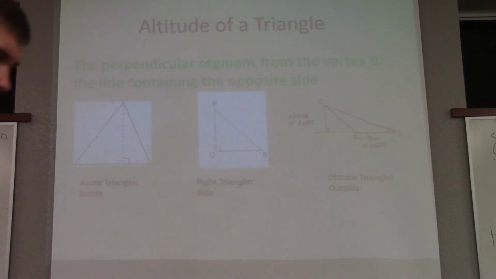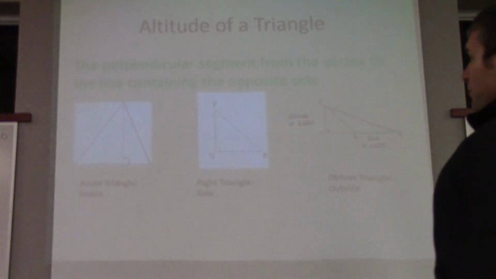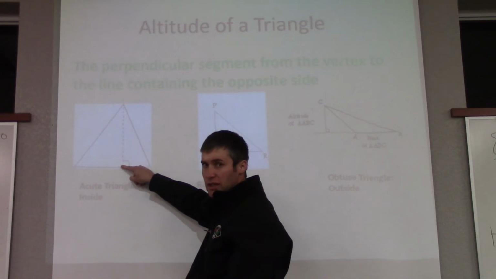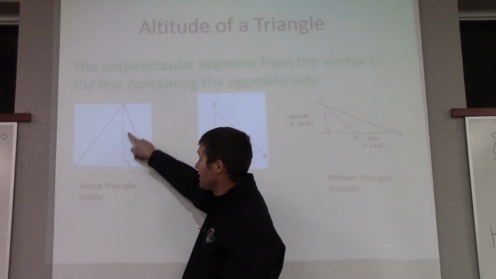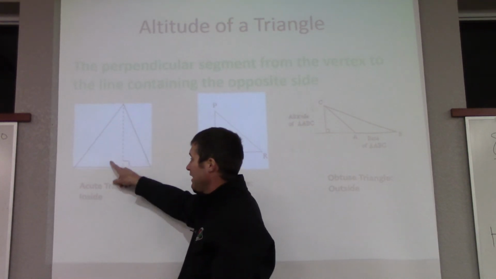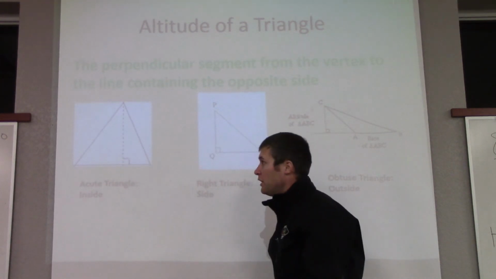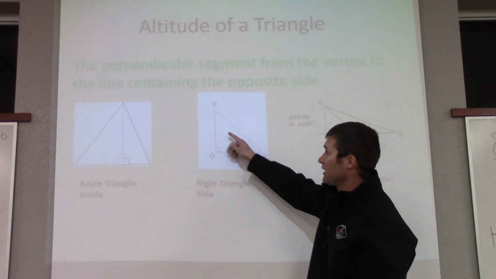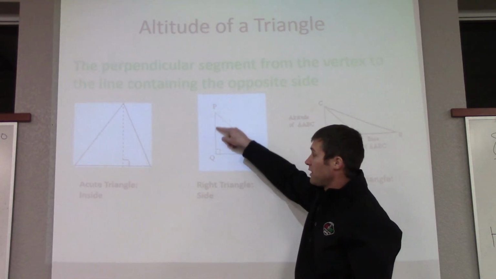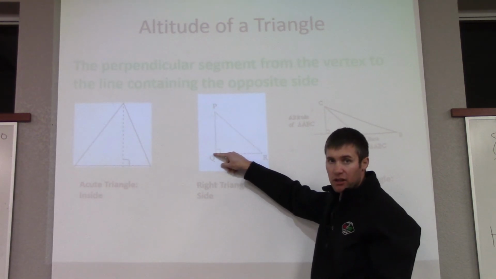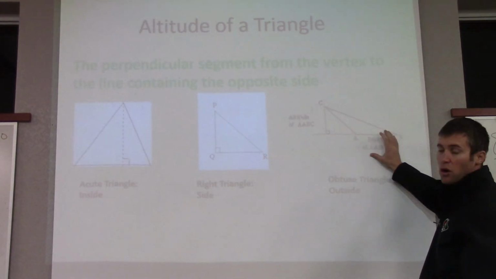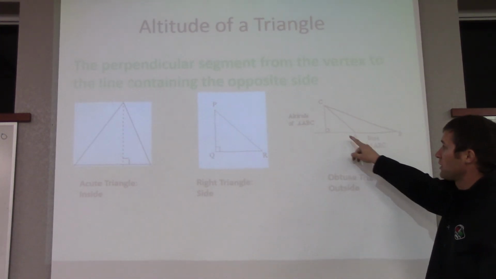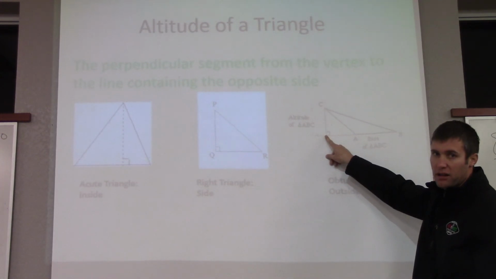Last few things, altitude. The altitude is a perpendicular, just from a vertex, meets perpendicularly. That means it just meets at a right angle. It doesn't say that we're bisecting the angle or bisecting the side. So if you have an acute triangle, it's going to be inside. If it's a right triangle, your altitude is right on the triangle itself. It's that side. If we have an obtuse triangle, it's going to be on the outside.